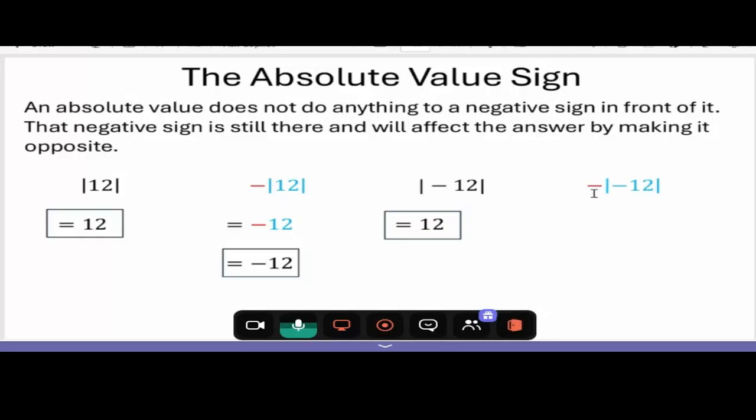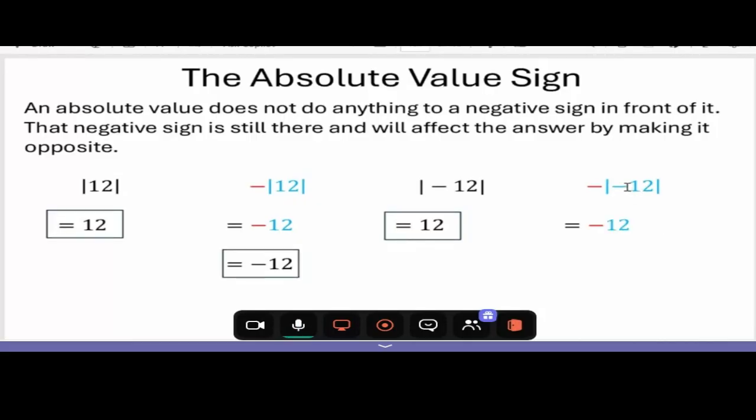So again, we have the red negative sign sitting out front, and then we have the blue absolute value of negative 12. What is the absolute value of negative 12? Oh, we just did that right here. The absolute value of negative 12 is 12, right? So the blue part, the absolute value sign, makes it positive. It is 12. Absolute value sign's gone. But there's still a red negative sign sitting out front. So this is negative 12 for the answer. Okay, so the absolute value makes whatever is inside of it positive. It has no effect whatsoever on what might be outside of it.